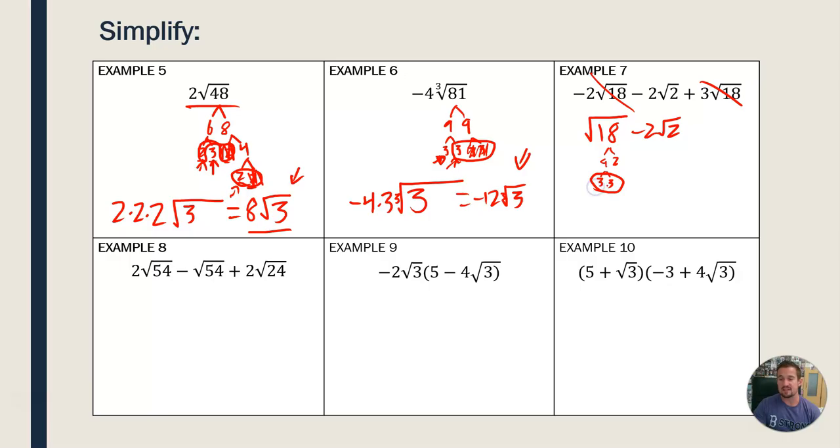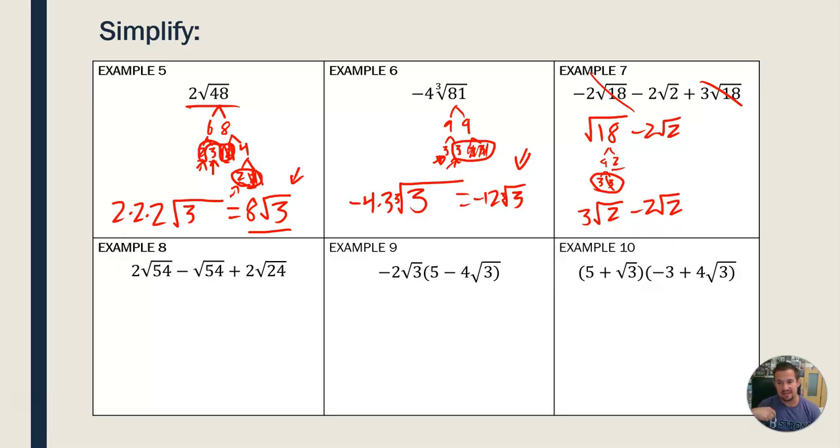I have a pair of 3s that can escape from this prison. One will get caught in the electric fence or something. So this 3 escapes, leaving me with this lonely 2 in prison. So I have 3 square root of 2 minus 2 square root of 2. Now I have like terms again.